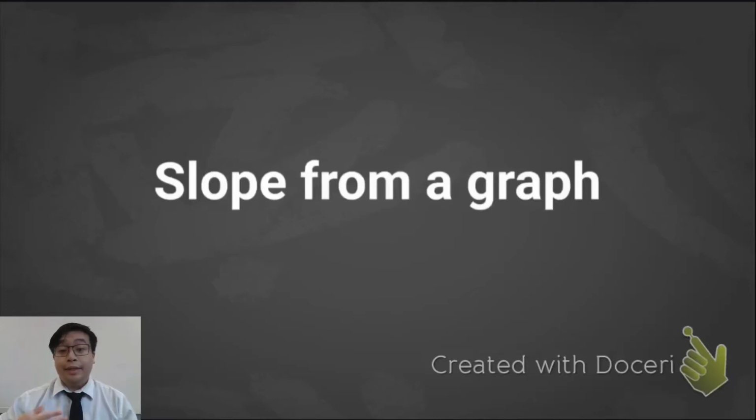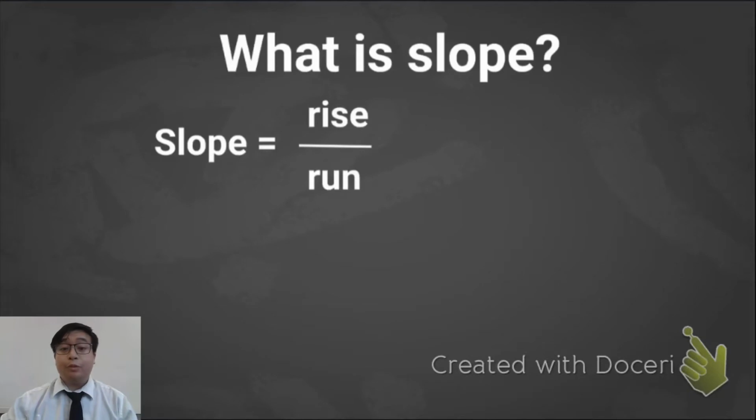Hello everyone. In this video, we're going to try to figure out how to find the slope from a graph. So before we get started, what is slope? You might have heard of this definition of slope. Slope is the rise over the run. But what does that mean in terms of our graph?